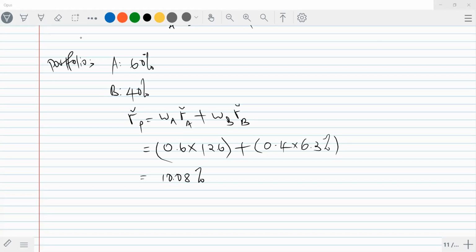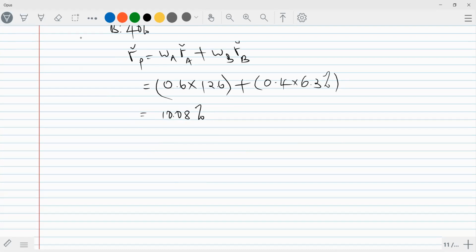Then part 5 is asking us to compute the risk of the portfolio. We determine the risk of the portfolio. So that's part 5. Let me introduce what we call portfolio risk. Risk of portfolio.